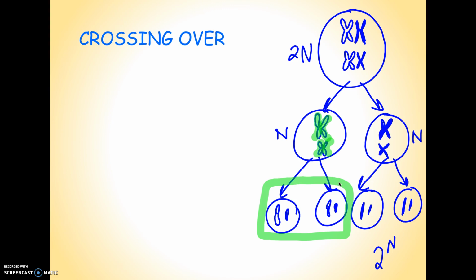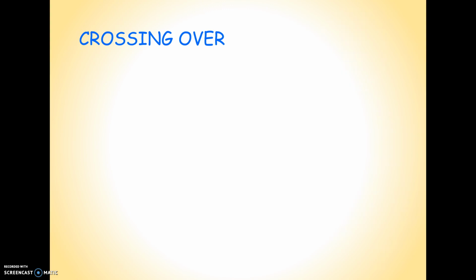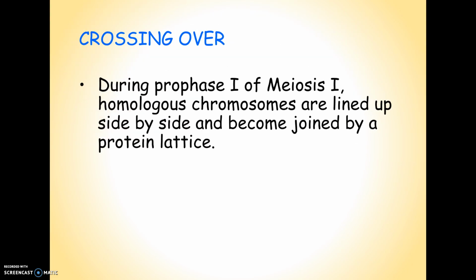Every single gamete is different. And that's because of this last part, crossing over. So I'm going to get rid of this. So what happens in crossing over, and I have a little animation of it afterwards. During meiosis 1, remember meiosis 1 was subdivided into prophase 1, metaphase 1, anaphase 1, telophase 1. In prophase 1, the chromosomes actually start to pair up.